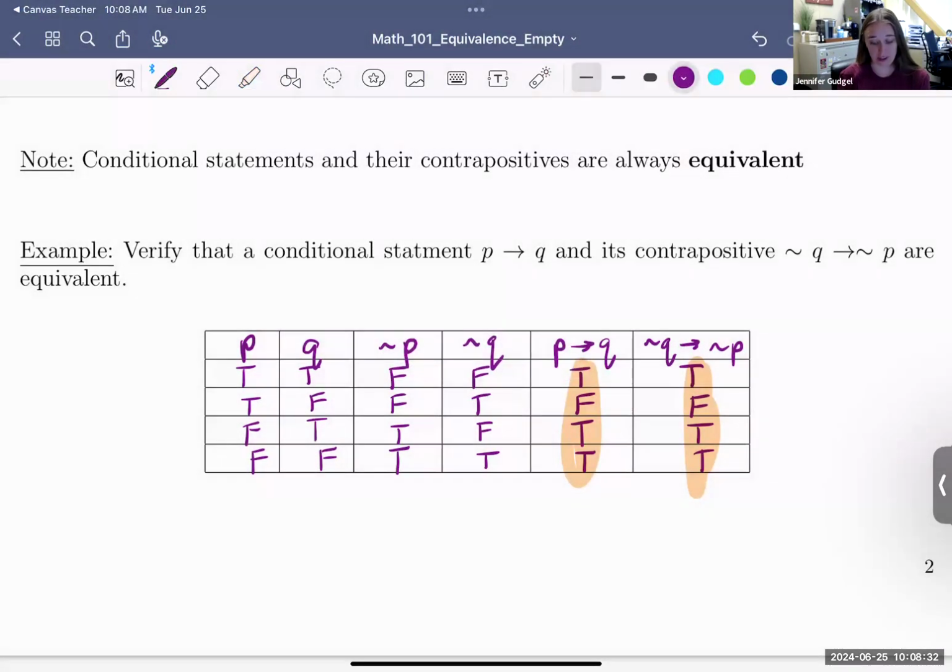I had stated with the definition that a conditional and its contrapositive are equivalent. But here we got to show it. We got to prove it. All right, they are logically equivalent.